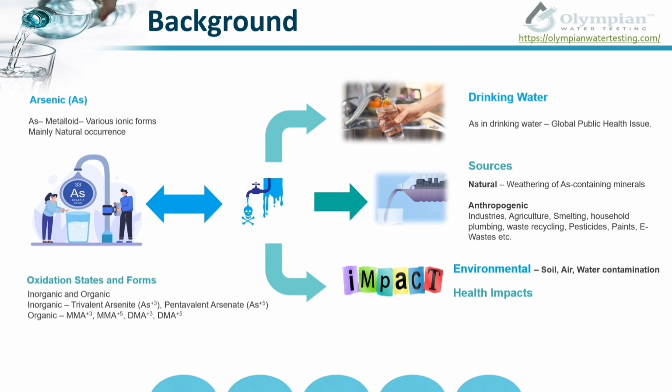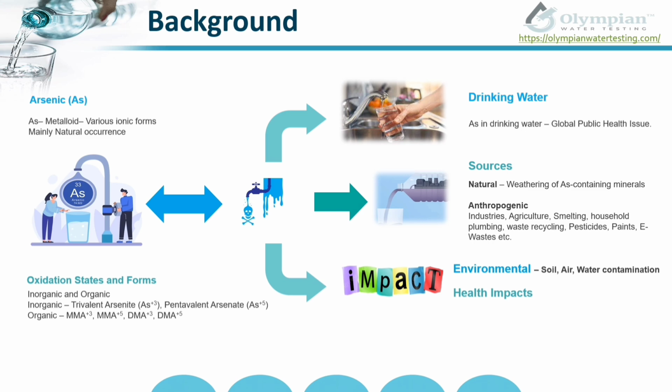I will now describe the background information related to arsenic in drinking water. Arsenic is a metalloid that mainly occurs naturally in underground water reservoirs in various ionic forms that make it one of the most toxic drinking water contaminants.